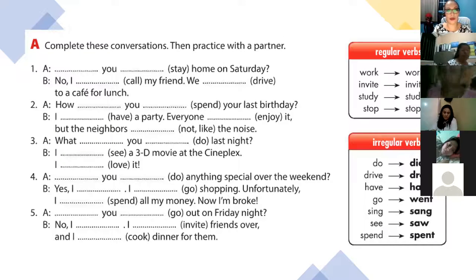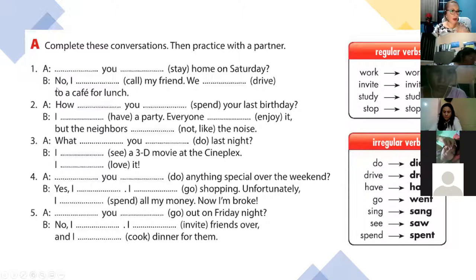Okay, and that is the exercise that we have. You can see the rules that we have already reviewed in the previous chart apply for regular verbs. And then we have some examples of irregular verbs that don't follow the ED rule. For example, do, did; drive, drove; have, had; go, went; see, saw; spend, spent. They are irregular. In this exercise, we are going to complete these conversations using the spelling rules that we already reviewed. You can complete it in your notebook, just by conjugating the verb that you have in parentheses and writing the answer.